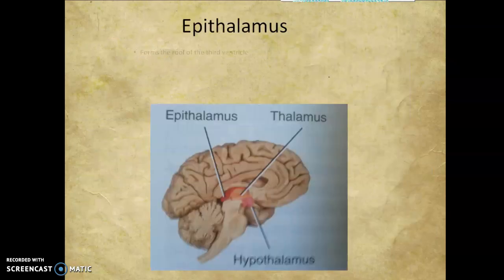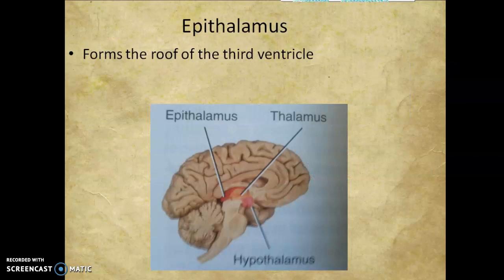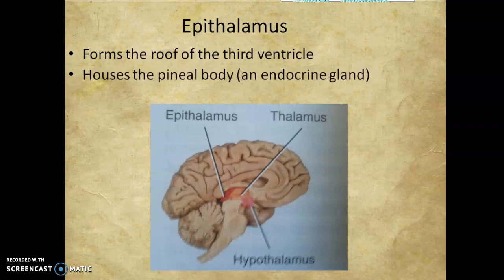The last part of the diencephalon is the epithalamus. The epithalamus is one of the structures that helps form the roof of that third ventricle, so it is found at the top of that third opening in our brain. It does house the pineal gland. The pineal gland is another important hormonal structure. It helps to regulate some metabolism and some blood sugar as well.